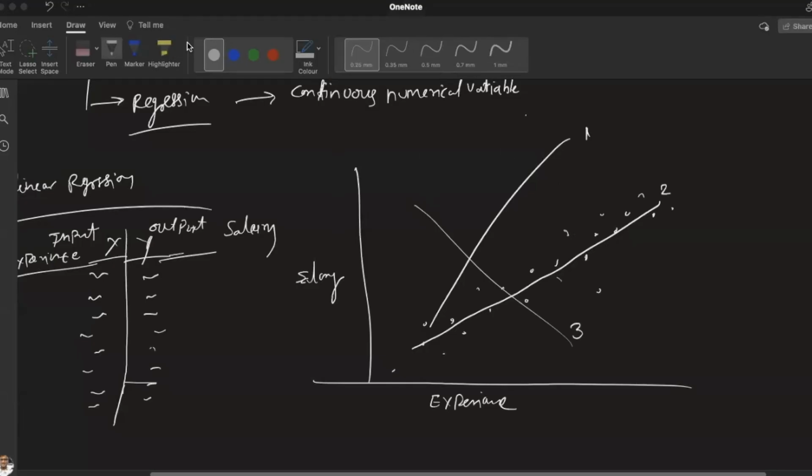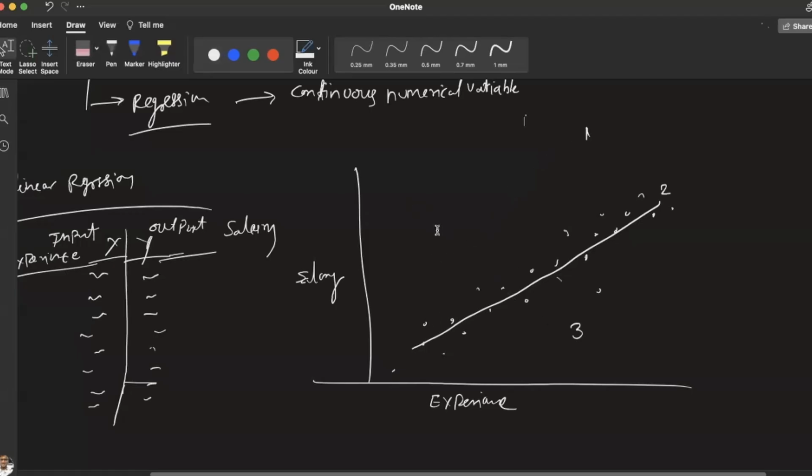If you are fitting a line on it, that's why it is called linear regression, right? We are trying to fit a line on the data, right? In linear regression, we just create a line that follows the trend in the data. Simple. That's what we do in linear regression, right?